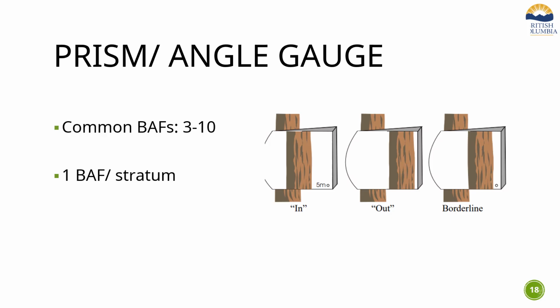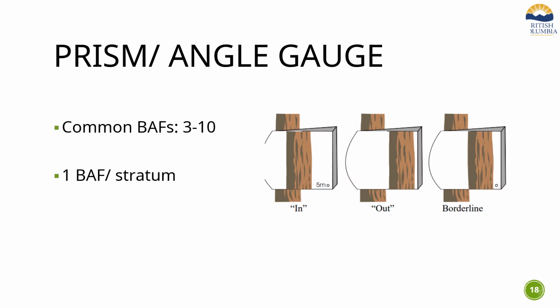Next, you'll need to choose your prism or your angle gauge BAF. The BAF, basal area factor, determines two things: which trees are counted and how much basal area per hectare each counted tree represents. Common BAFs for this type of survey are 3 to 10. You'll need to pick one and use it for the whole stratum, same as picking a plot radius.